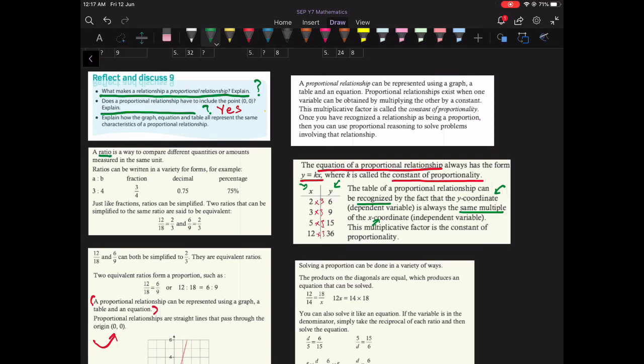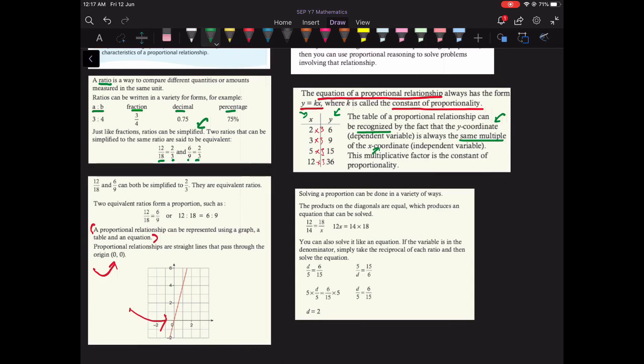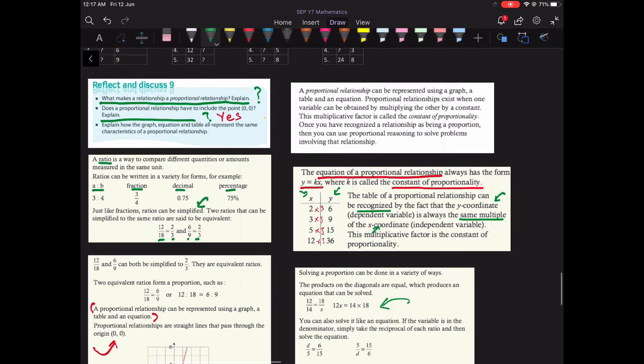A ratio is a way to compare different quantities. A ratio can be identified in the following forms. Ratios can be simplified as well. Equivalent ratios are useful in solving unknown quantities. A proportional relationship can be represented using a graph, a table, and an equation. Proportional relationships exist when one variable can be obtained by multiplying the other by a constant of proportionality.